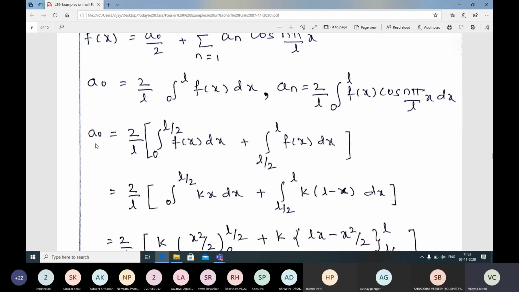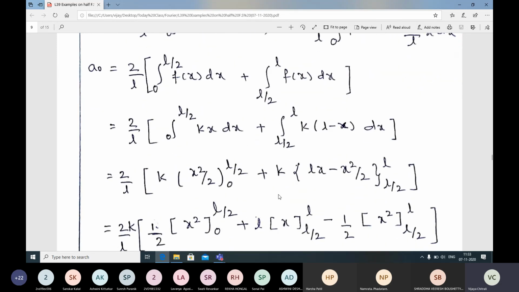So we'll write this a naught. This is equal to 2 by L integration from 0 to L by 2 f of x dx plus integration from L by 2 to L f of x dx. So 2 by L is as it is, 0 to L by 2, function is kx. In this interval, we have function as kx and dx as it is, plus L by 2 to L, in this interval, function is k(L minus x) dx.